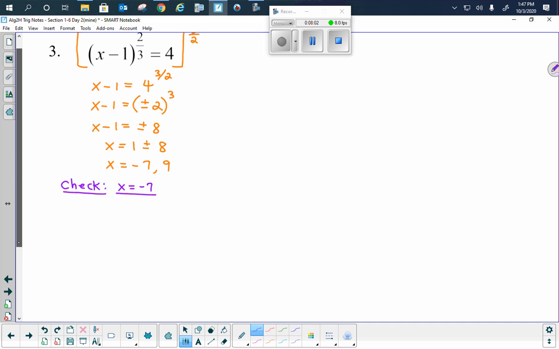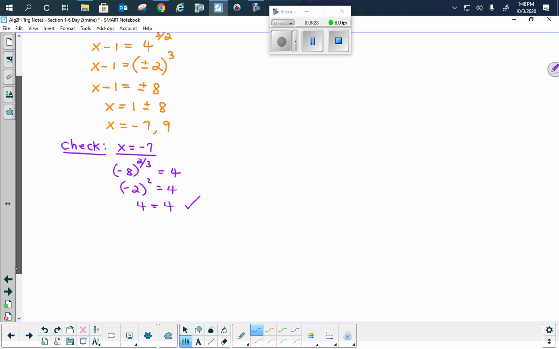Back into the original, negative 7 minus 1 would be negative 8 to the 2/3 power is supposed to equal 4. All right, negative 8, and that's a cube root because it's in the bottom. So the cube root of negative 8 is negative 2, and negative 2 squared on the left would be 4. So 4 does equal 4. That's good. It checks.